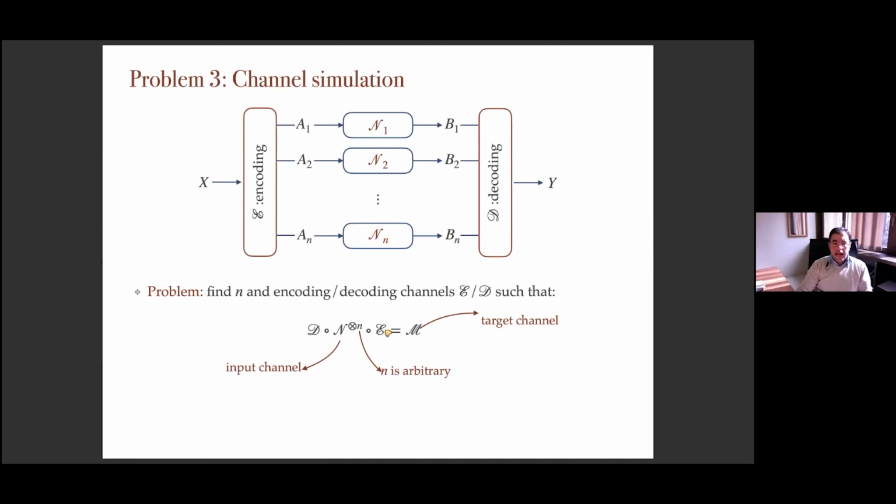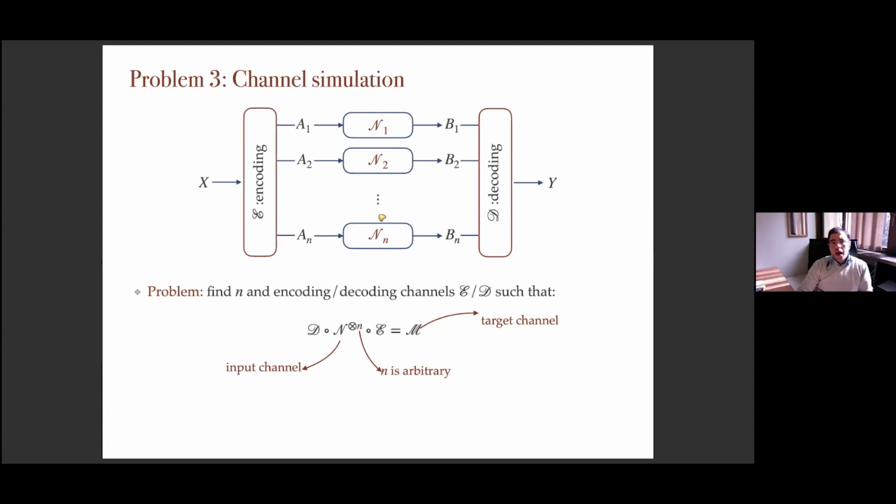Mathematically, I have this encoding, followed by the n-fold tensor product of the noisy channel with itself, and then a decoding which produces this Y. The concatenation of these three channels would be a channel from X to Y, which I'm calling M. In the problem, N and M are fixed. N is my source channel, M is my target channel. The question is, is there some integer n, and encoding and decoding maps such that this concatenation is equal to my target channel M? Okay.